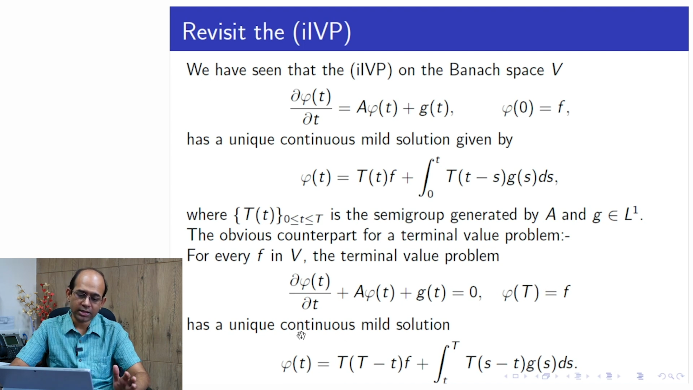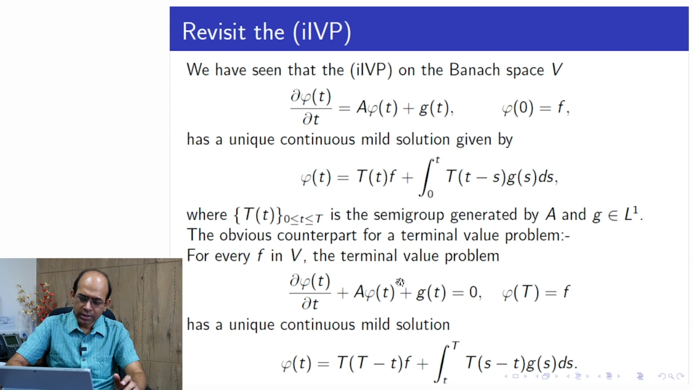So it has a unique continuous mild solution: φ(t) = T(T − t)f, where T is the final time. Instead of small t, I should write capital T minus small t, because I changed the time direction. Instead of 0 to t, we have the integral from small t to capital T, and instead of T(t − s), we have T(s − t)g(s) ds. Okay, so this is the time-changed version.